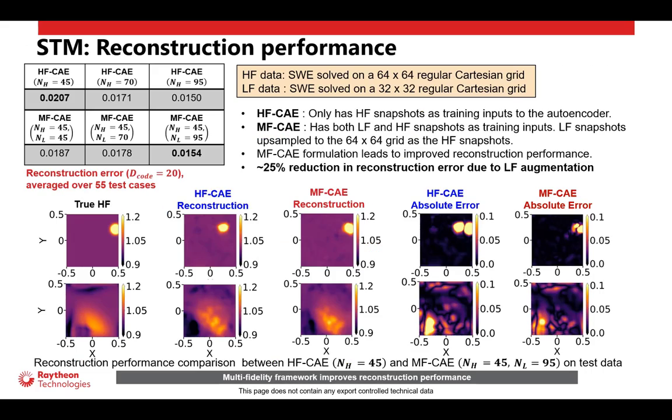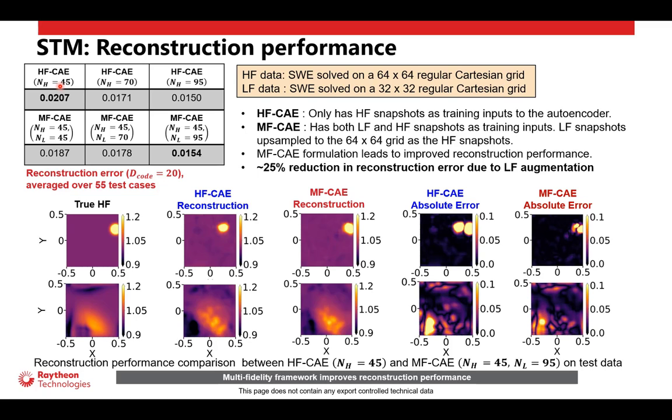We found that adding low fidelity points actually improved the reconstruction accuracy of the autoencoder. We considered 6 different combinations of the autoencoder training. The 3 high fidelity CAEs in the table correspond to the autoencoders trained with just the high fidelity data with 45, 70, and 95 high fidelity points. The multi-fidelity CAEs are augmented with 45, 70, and 95 low fidelity points, keeping the same 45 high fidelity points as the first HF CAE.